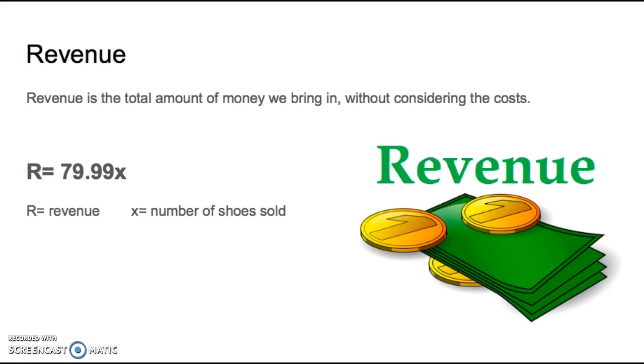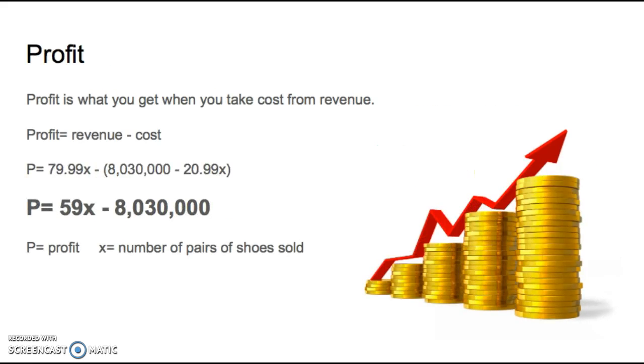We are then asked to create a profit equation. And profit is what you get when you take cost from revenue. So essentially it is revenue minus cost. In order to find this, we take our revenue equation, we plug in the subtraction sign, and then we plug in our cost equation.